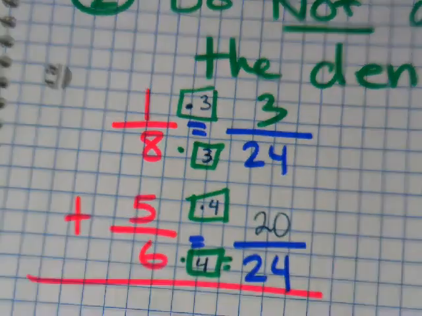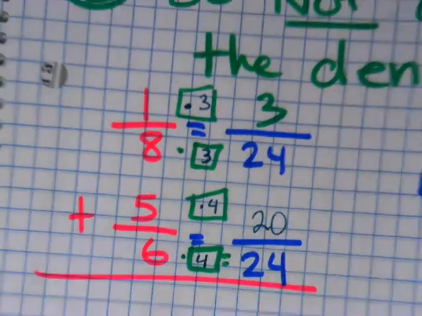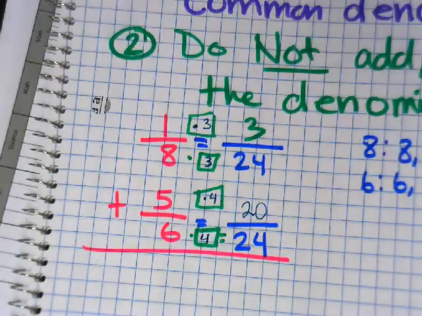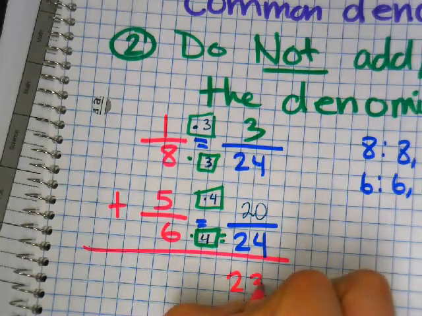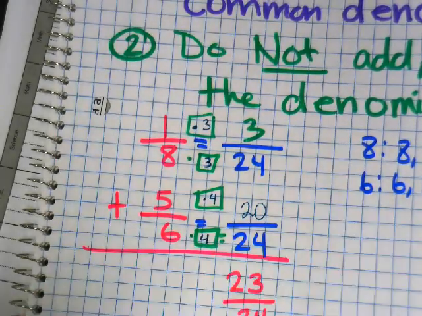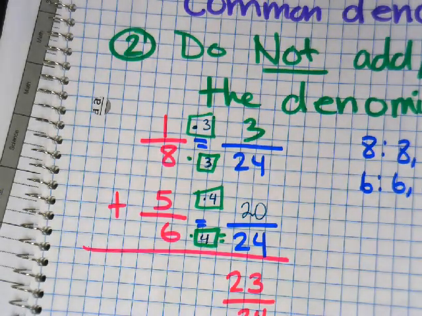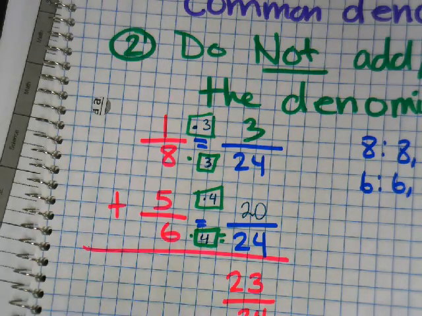Now we're going to just add the 3 and the 20. What's 3 plus 20? 23 over 24. And that's our final answer. If you would have used 48, you would have to simplify. Good thing we didn't.